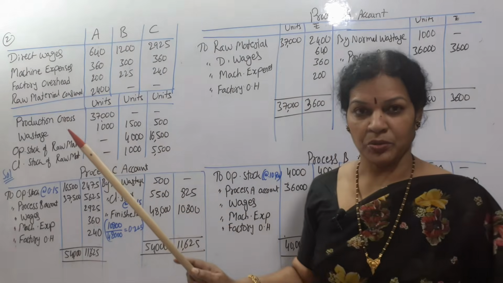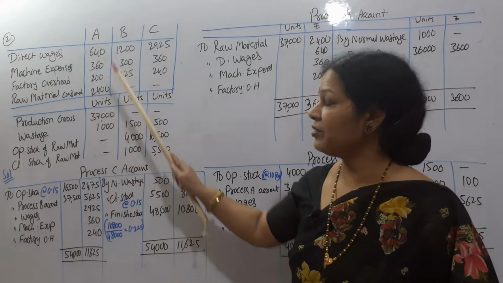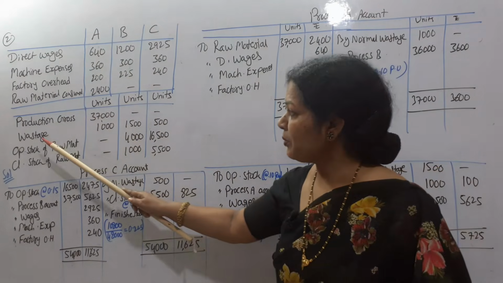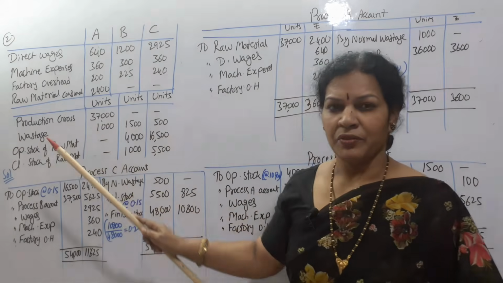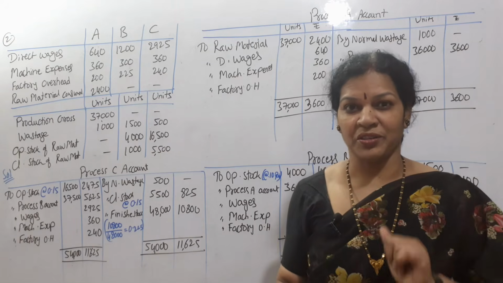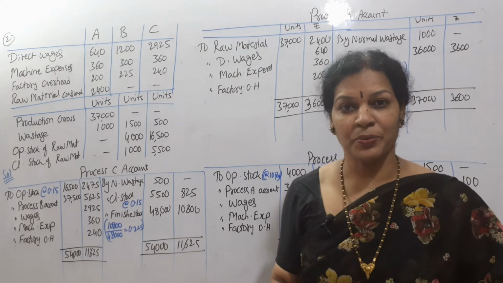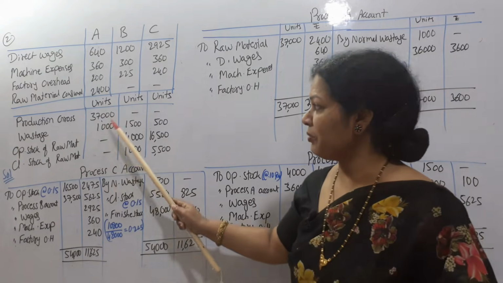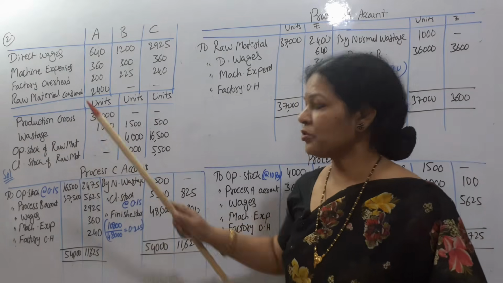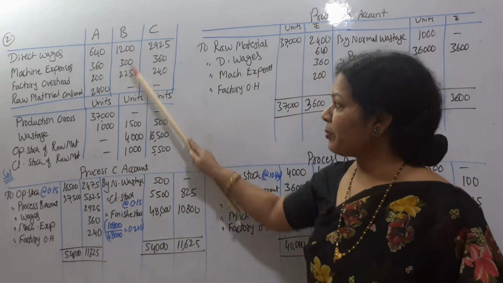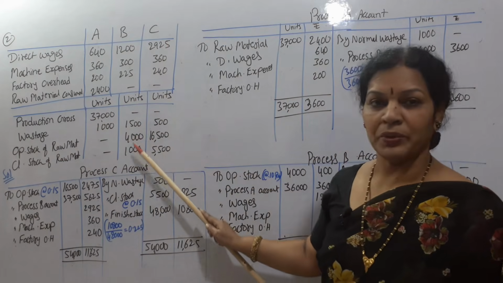Production gross. Total production gross is 37,000. This is related to process A only. And next one is wastage. Wastage will be written as per the format, on the credit side of the process account. The first day of process costing I told you, on the credit side we write normal wastage. And opening stock of raw material, closing stock of raw material. Only for process B and C it is given, opening and closing.